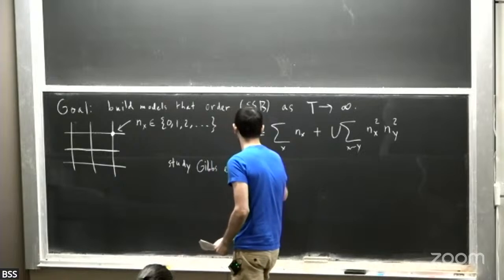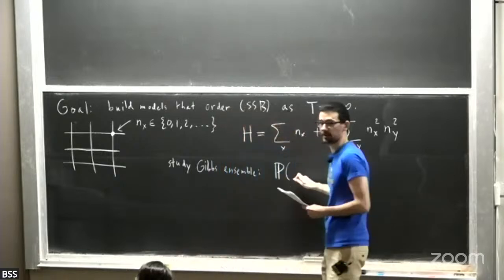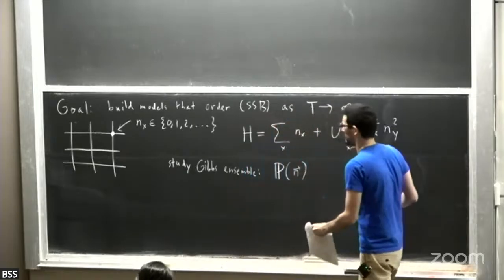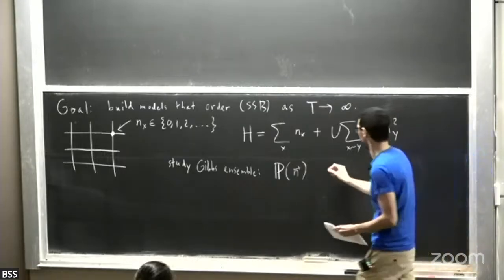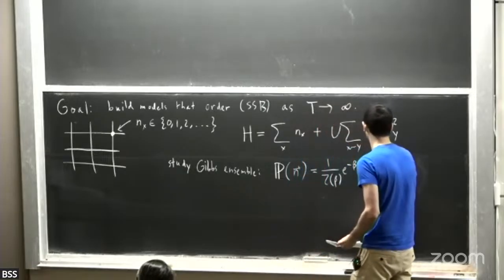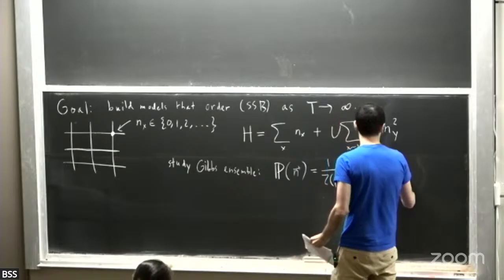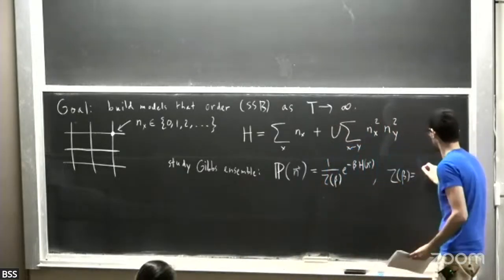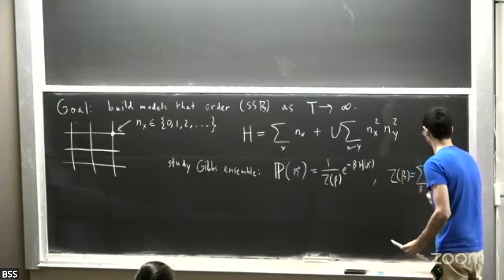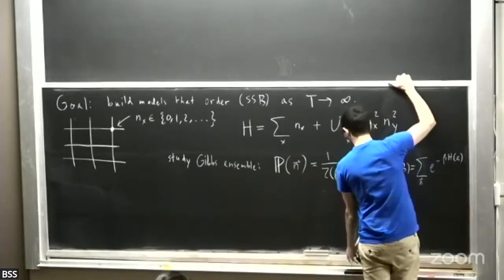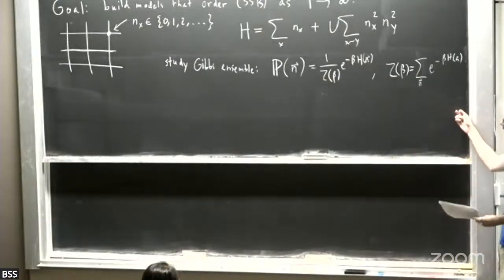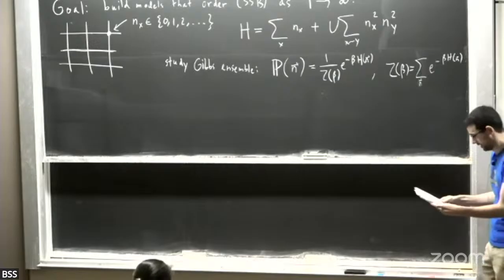So the probability of seeing a given microstate, i.e. a collection of N1 particles on site 1, N2 particles on site 2, et cetera, is given by 1 over the partition function times e to the minus beta h, where, of course, the partition function is, as usual, just the sum over e to the minus beta h. Okay, so that's the goal. We want to understand this model.